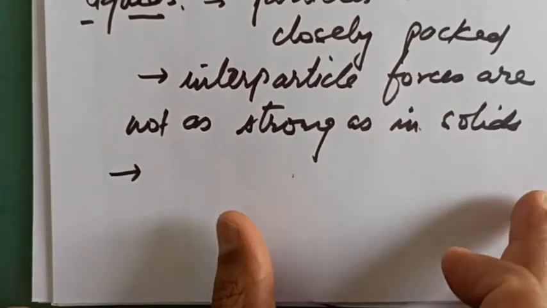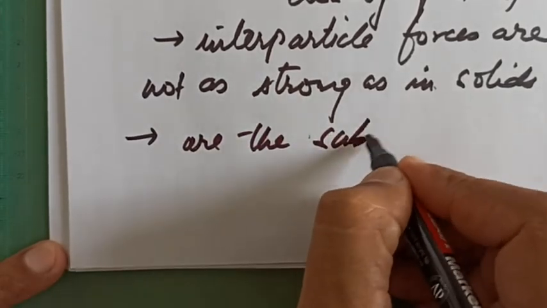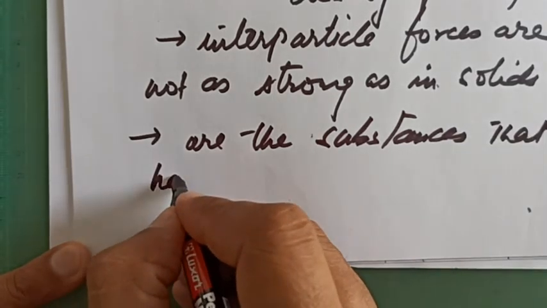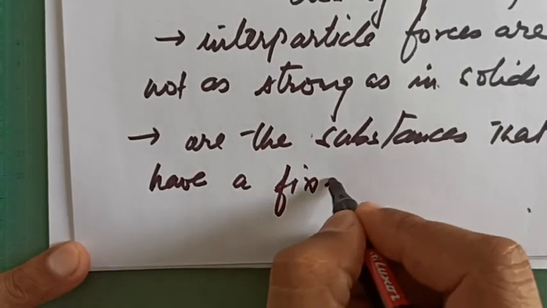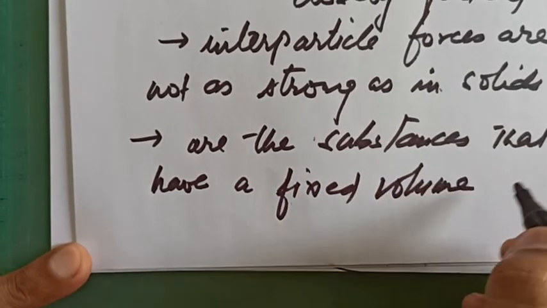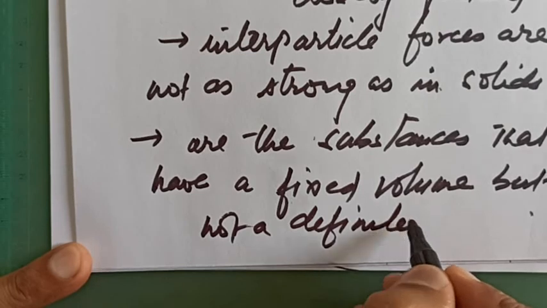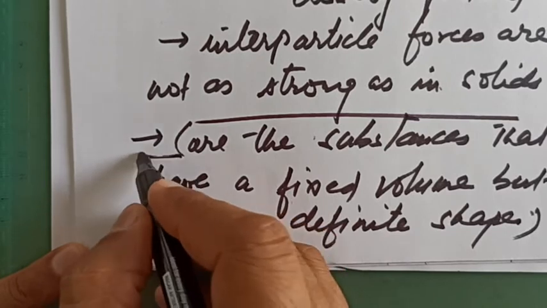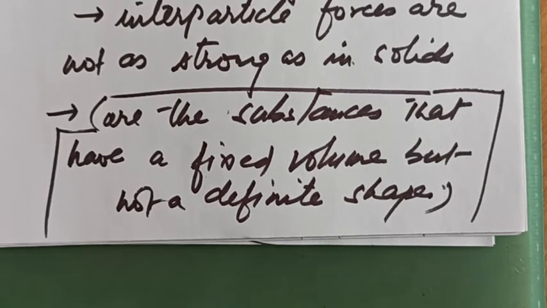So from these three characteristics, we can say that liquids are the substances that have a fixed or a definite volume but not a definite shape. This is how we will define liquids in brief. The substances that have a fixed volume but not a definite shape.